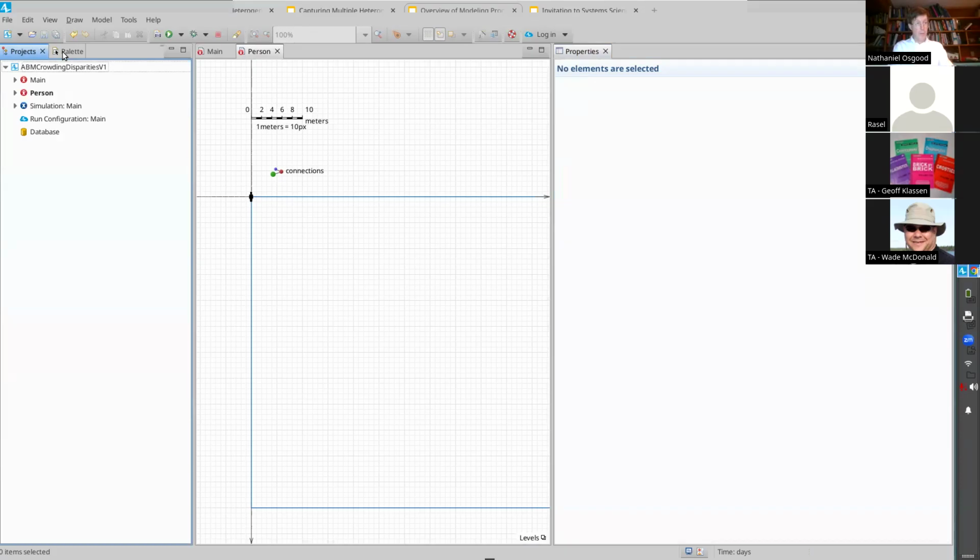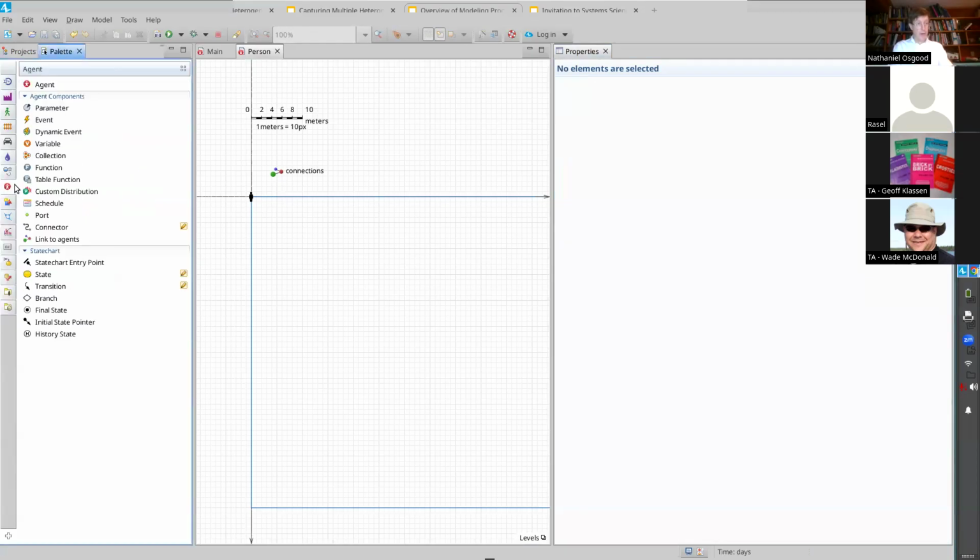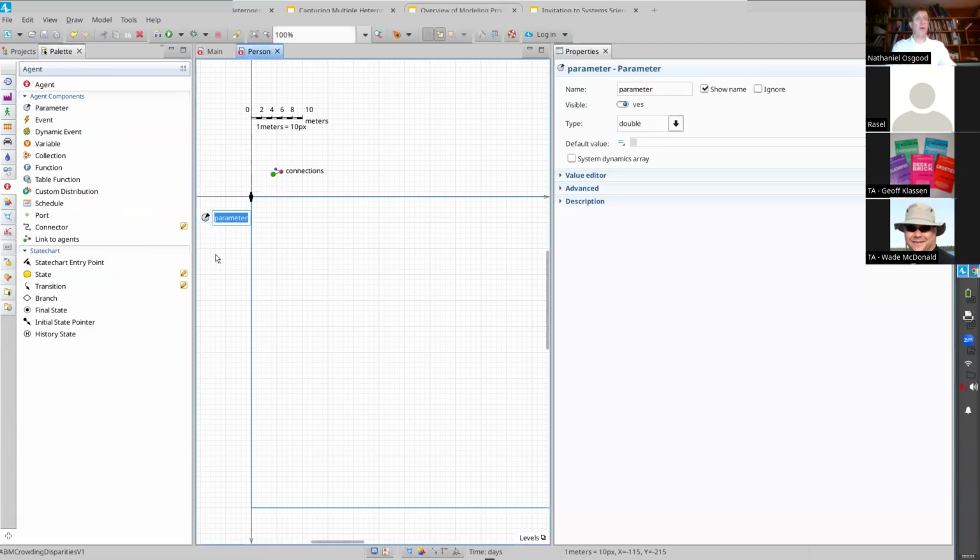So to do that, we're going to go to our agent palette, and we're going to drag in a parameter, and we're going to call it income. Yeah, we'll just call it income. And generally, you give it a name like monthly income or something. This is certainly not daily income.